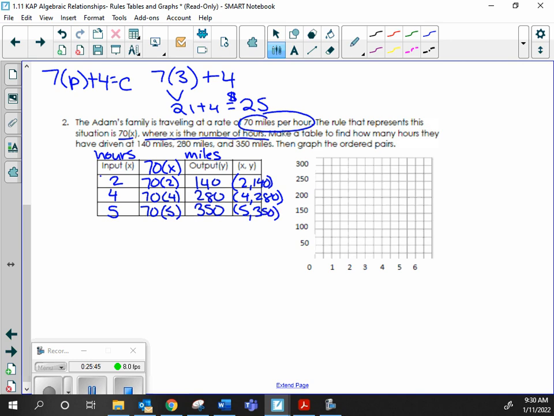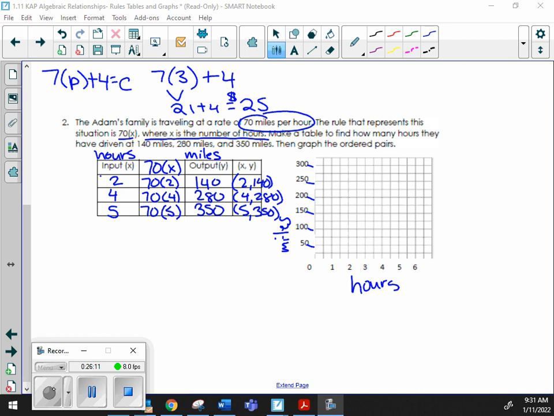Let's add some units to our graph. On my x-axis, it's talking about what units? Input. It's my input, which is hours. Again, I have it labeled over here. My dependent value is my miles. And then go ahead, graph.